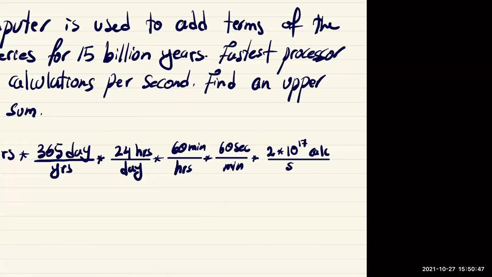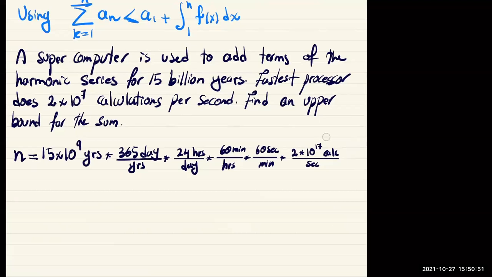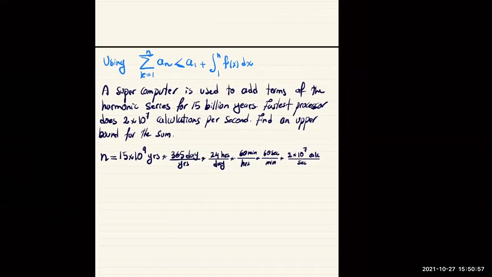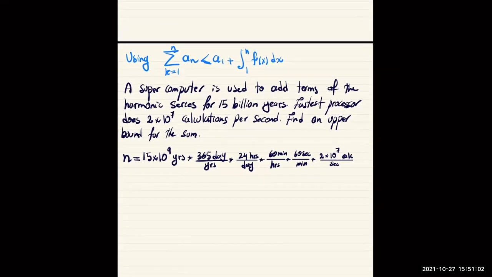Isn't it 10 to the 7th? Is it 7? Yeah, 17 is just, I wish. That's a lot. 2 times 10 to the 7. Okay, and when you multiply all of this out, notice that the unit of years cancels, days cancel, hours cancel, minutes cancel, seconds cancel, and that leaves you with the number of computations.